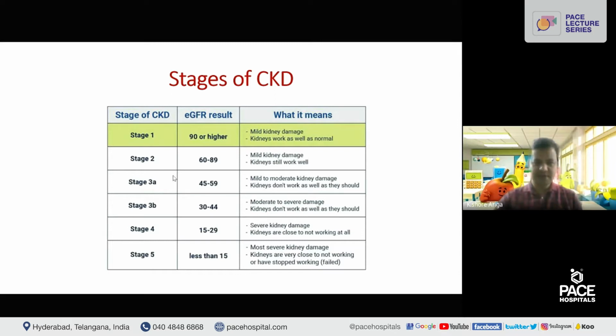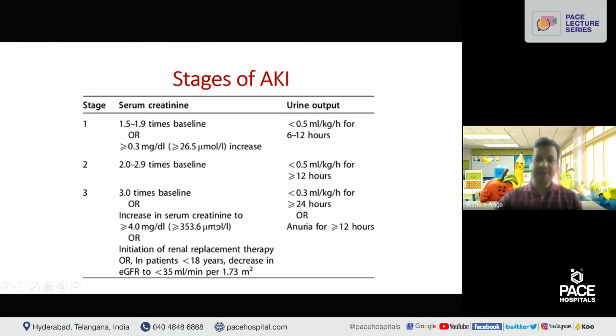So based on that, we stage the kidney, the CKD, as stage 2, 3A, 3B, 4, and 5, respectively, according to the GFR. But when we come to AKI, we don't have the GFR here. Here we have only creatinine and urine output. So stage 1 is creatinine 1 to 1.5 times the baseline, stage 2 is 2 to 2.9, stage 3 is more than 3 times, and staging is also based on the urine output.